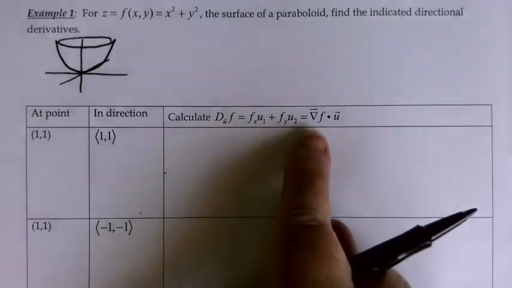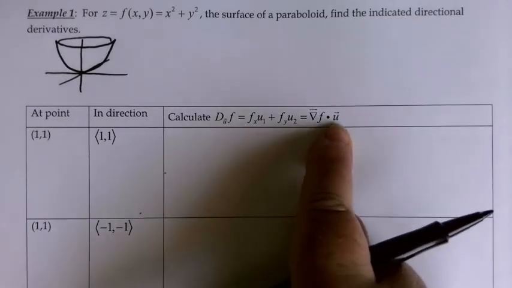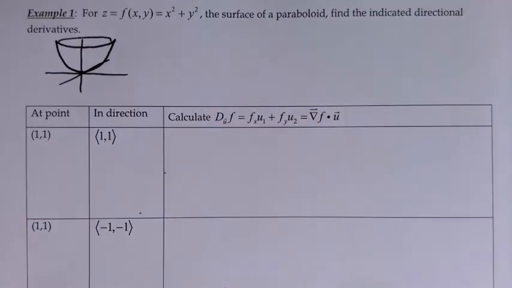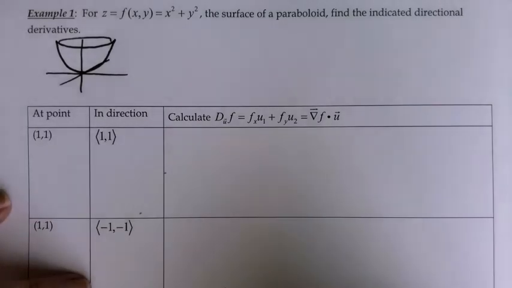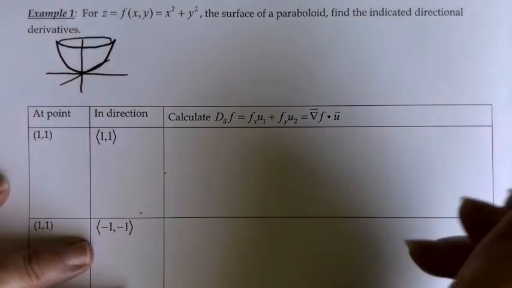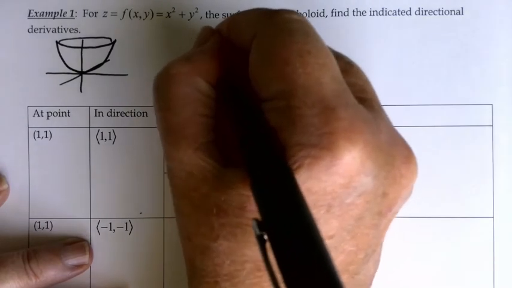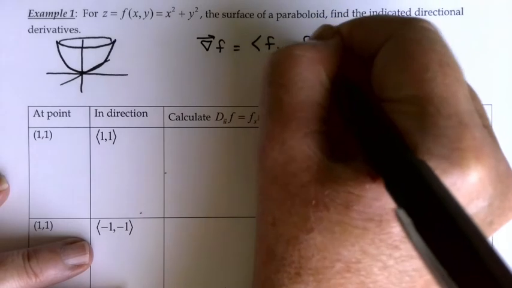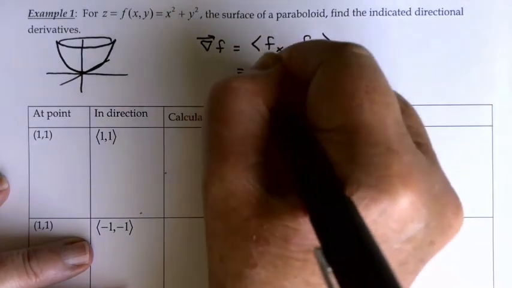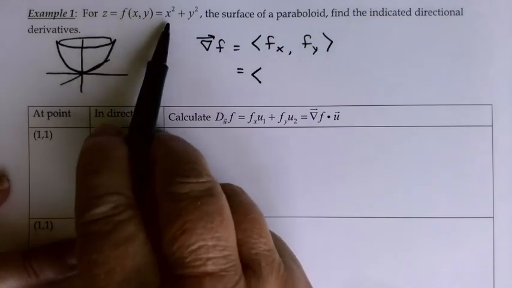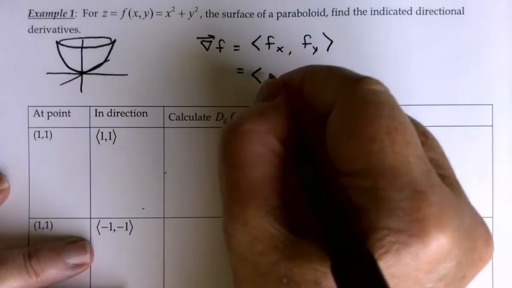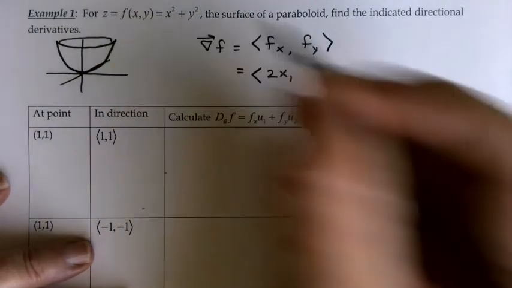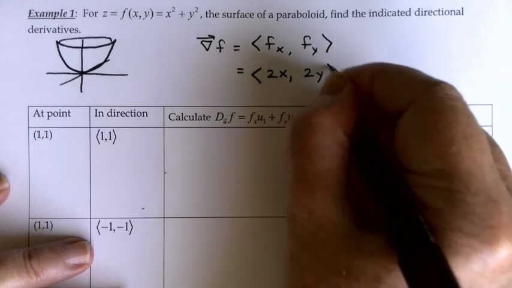First of all, a reminder that we're going to be taking the gradient vector dot product with a unit vector in the direction of motion. So we will need the gradient vector. That's not going to change, so let's go ahead and calculate that so that we can use it over and over. The gradient of f is the vector f sub x, f sub y. So for this function, the derivative with respect to x would just be 2x, and the derivative with respect to y would simply be 2y.